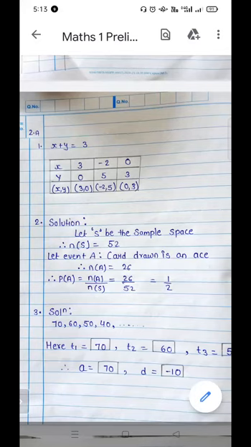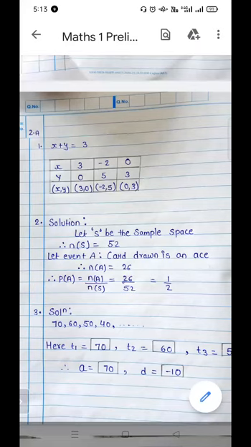So let event A be that the card drawn is an ace. So we know that aces, how many are there? 26. So n(A) is equal to 26. Therefore, probability of event A is equal to n(A) upon n(S), which will be equal to 26 upon 52, which is equal to 1 upon 2.